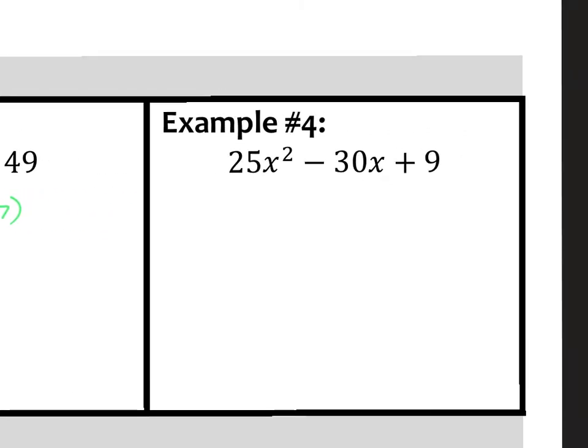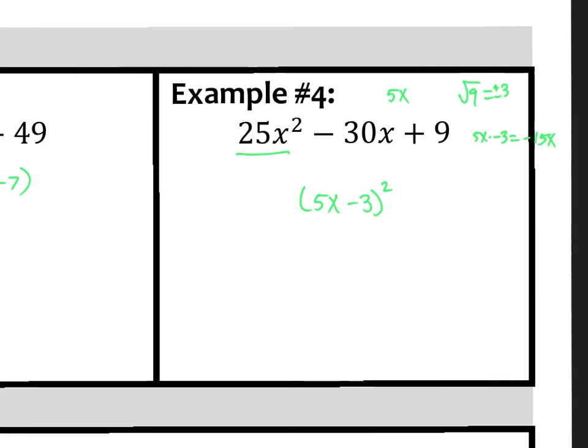Okay, next one, I see a perfect square up front, 25x squared. Square root of 25x squared is 5x. Square root of 9 is 3. Really, it could be plus or minus 3, potentially. Could be that other number. So 5x times negative 3 is negative 15x, which is half of negative 30x. So this is a perfect square. And I get 5x minus 3 squared.